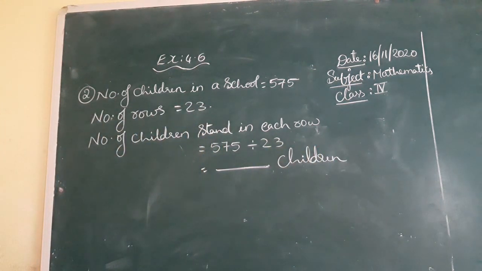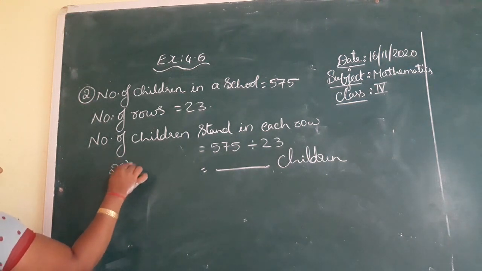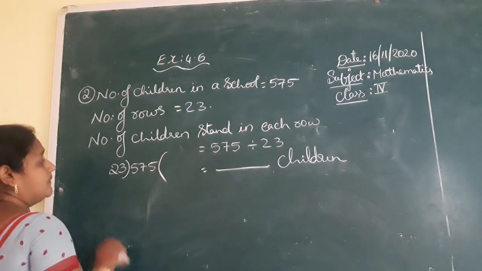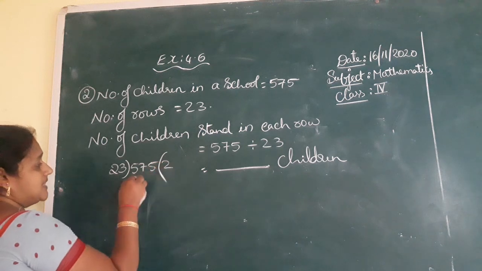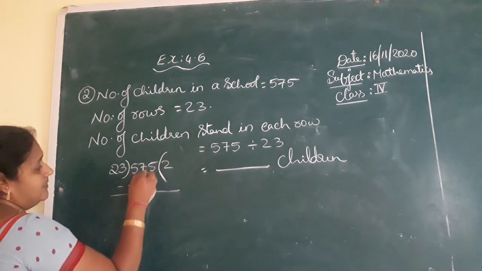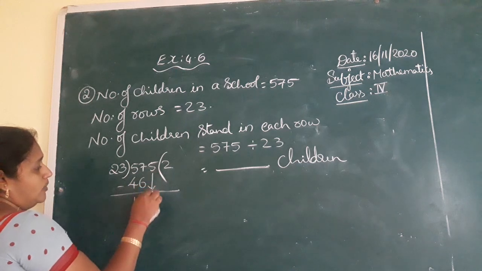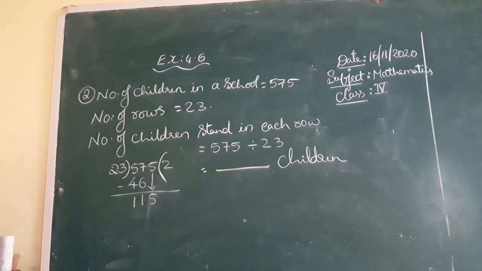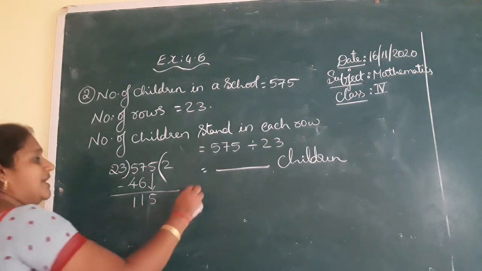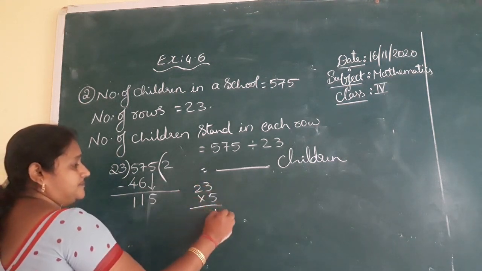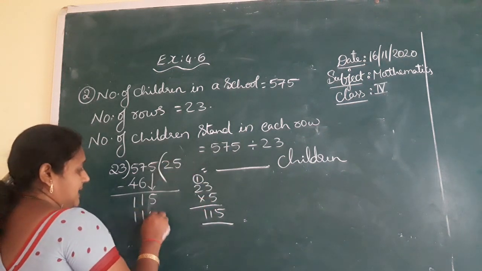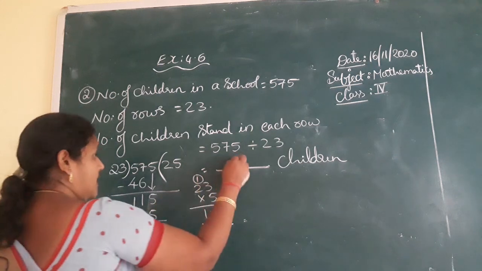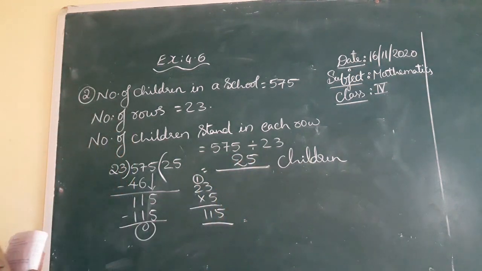See the division. 23 divides 575. 23 ones are 23, 23 twos are 46. So only 2 times it is possible. 46. Remainder: 7 minus 6 is 1, 5 minus 4 is 1. Drop down 5. Check here. 3 fives are 15. So 23 fives, let us check. 5 threes are 15. 5 twos are 10 plus 1 is 11. So 5 times, 115. So the answer is 25. So 25 children are standing in each row.